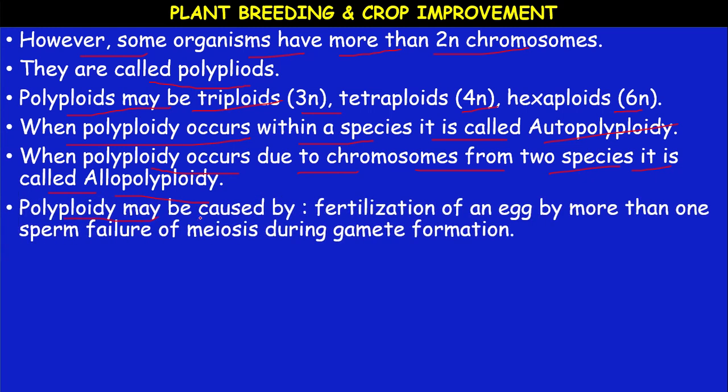The polyploidy may be caused by fertilization of an egg by more than one sperm, or failure of meiosis during gamete formation. So, in normal conditions this polyploidy may not occur; it is an abnormal condition we can say.